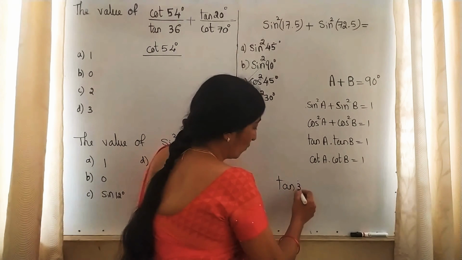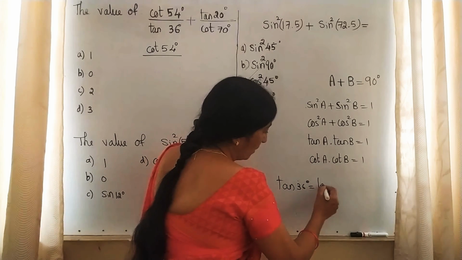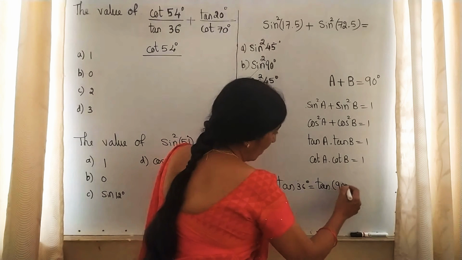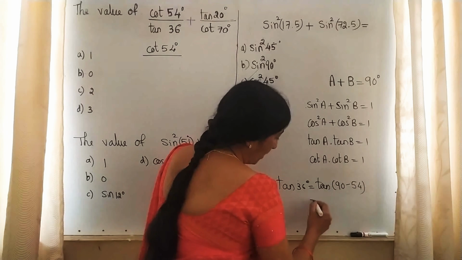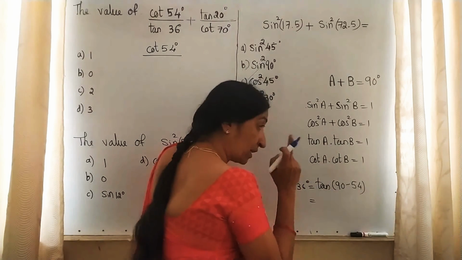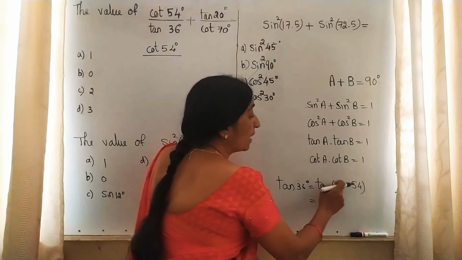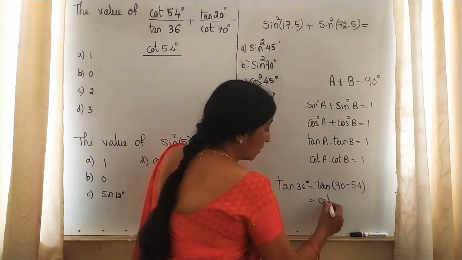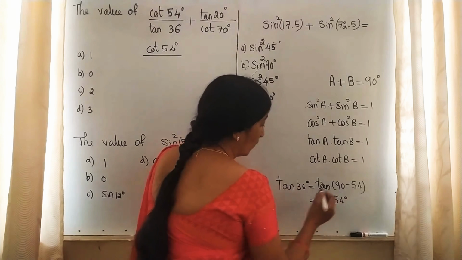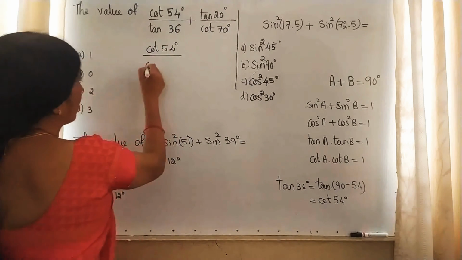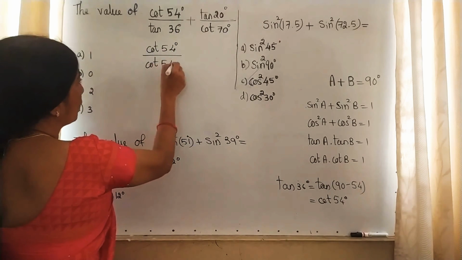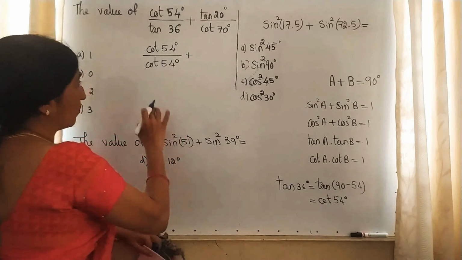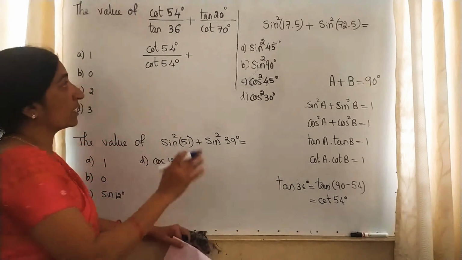Tan 36, how do you write? It is tan of 90 minus 54. And tan of 90 minus 54, it is in the form of tan of 90 minus theta, that is cot theta. Theta is 54. Convert any one. Cot 54. Only for your sake I explain, otherwise in CET there is no need to write that.